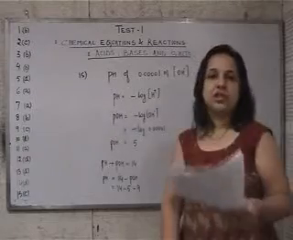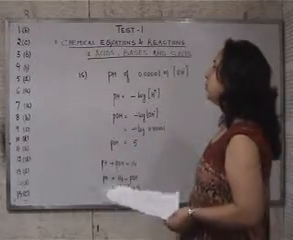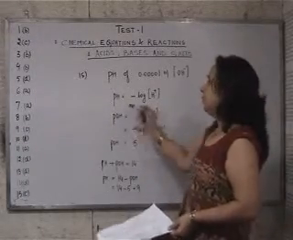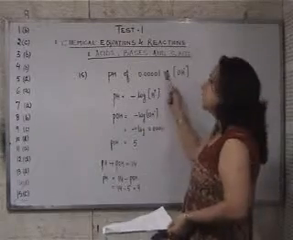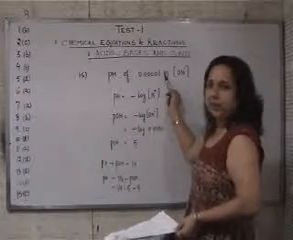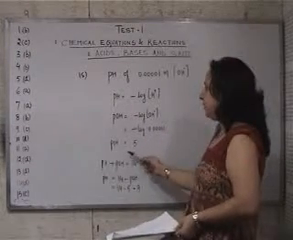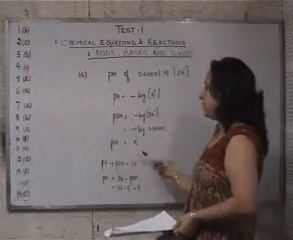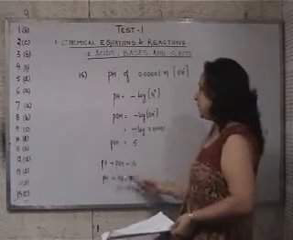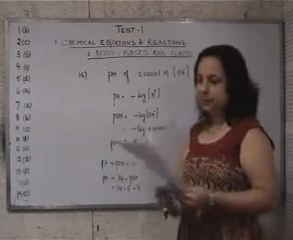Hydroxyl ion concentration is given. Thus we can calculate pOH. We can't calculate pH directly because it is OH negative ion concentration. pOH is calculated first. pOH is coming to be 5. Now pH plus pOH is always 14. Thus pH is equal to 9.